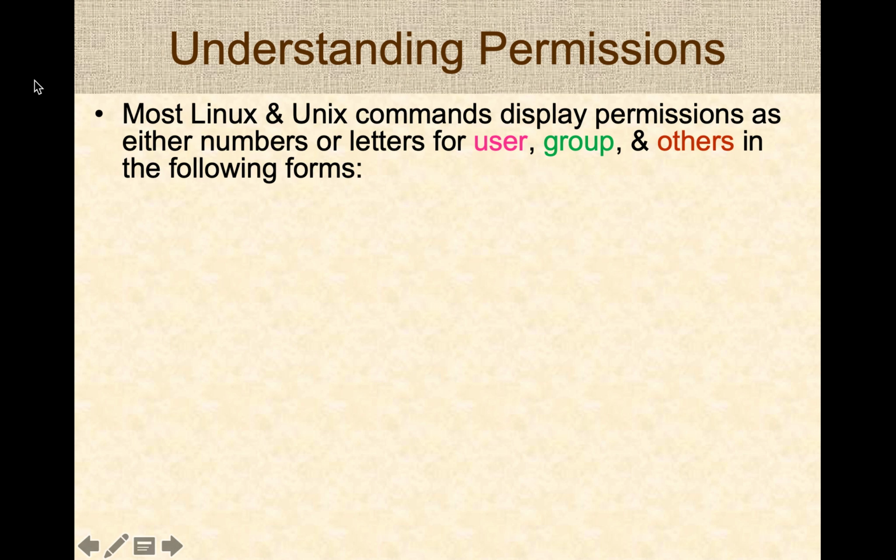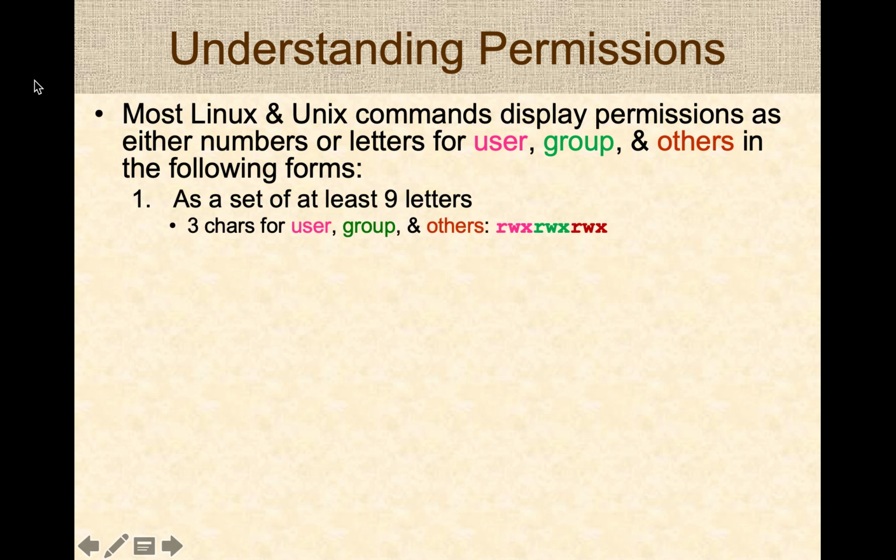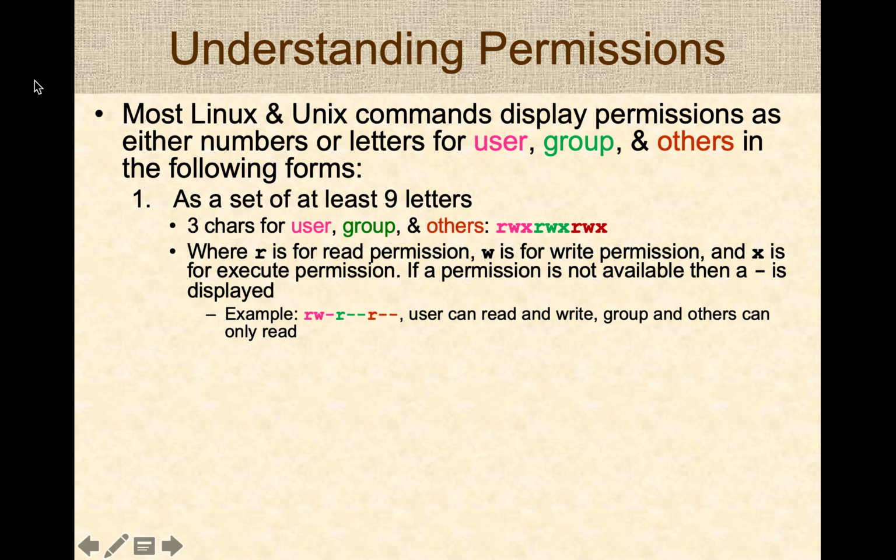When you look at the access permissions in Linux, most of these permissions are displayed as letters in sets of 3 in the following form. So you will have 3 characters for the user, 3 characters for the group permissions, and 3 characters for others permissions. So you'll see these 3 characters RWX for each one of them.